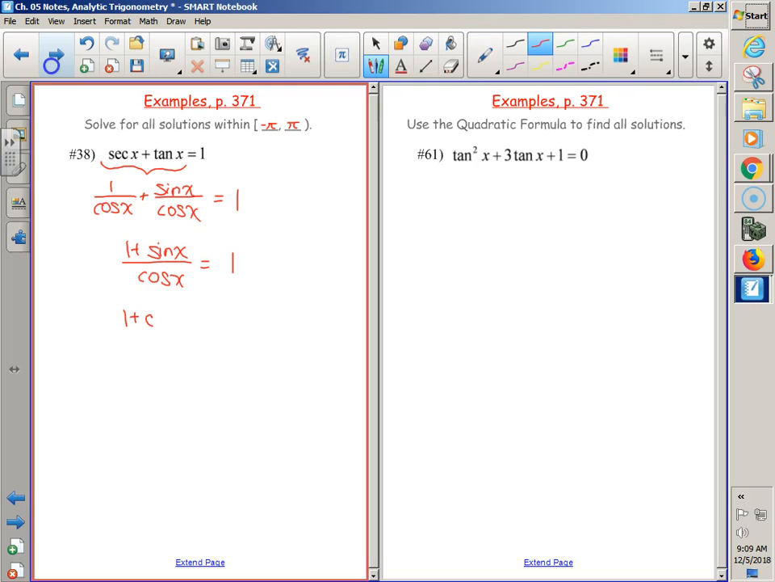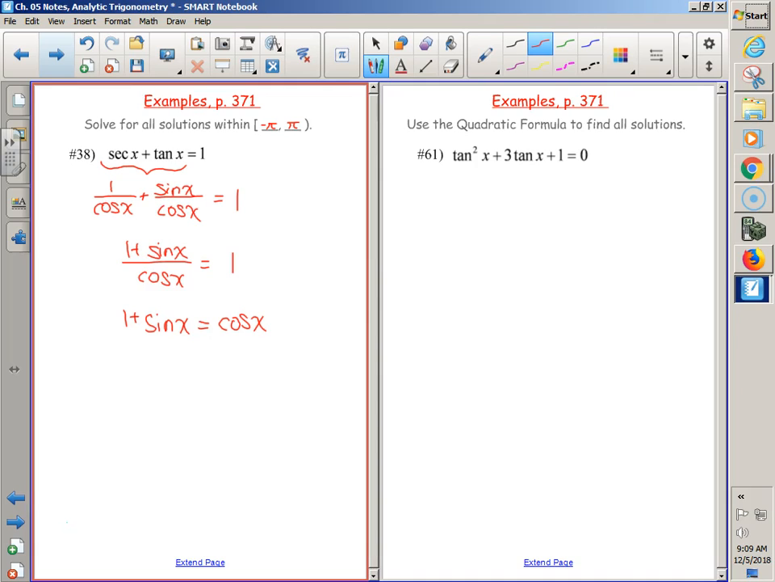And then 1 plus sine. Come on, you know what I'm going to do. You've had me long enough. What am I going to do if there's division? Multiply. Huh. Now what?